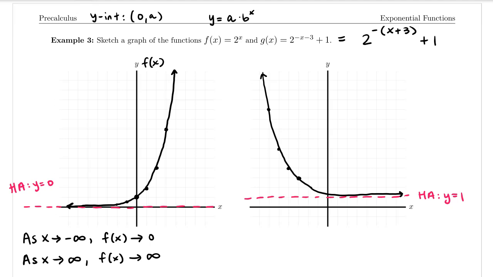Let's go ahead and describe the end behavior now. As x approaches negative infinity, then we have g of x, our output values, go off to positive infinity. As x approaches positive infinity, g of x approaches our horizontal asymptote. So we have g of x approaches the value 1.